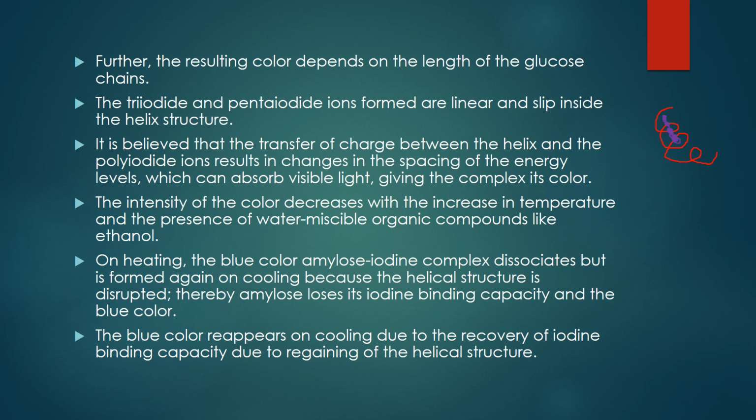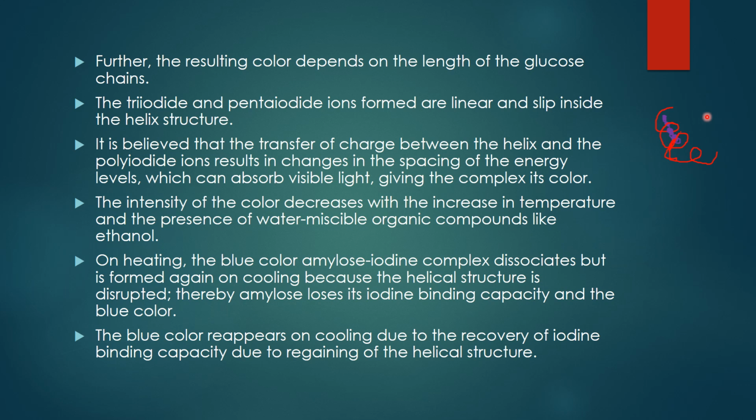To appear like it's inside the helix structure. Okay, so this is the polyiodide ions, and it forms linear, and it slipped inside the helix structure, and so this is the complex which absorbs the color.